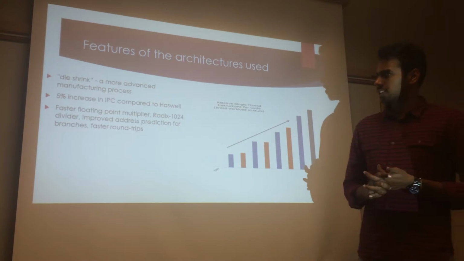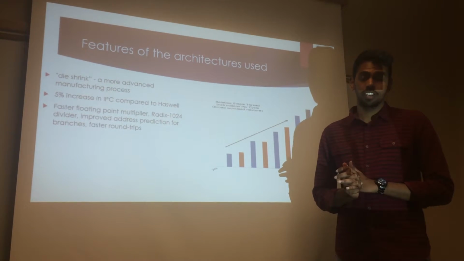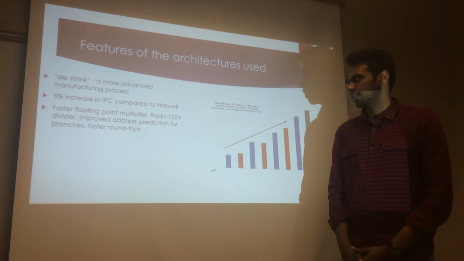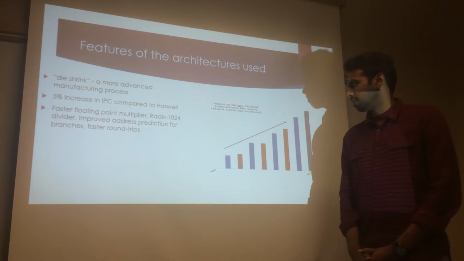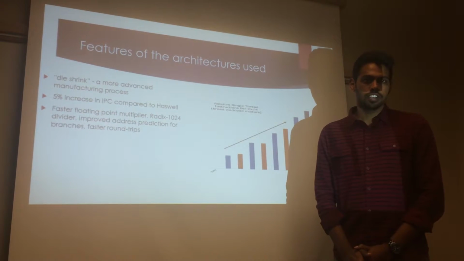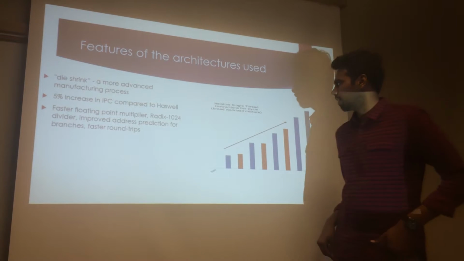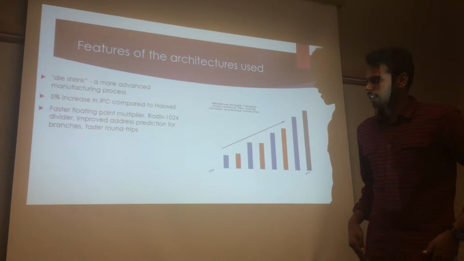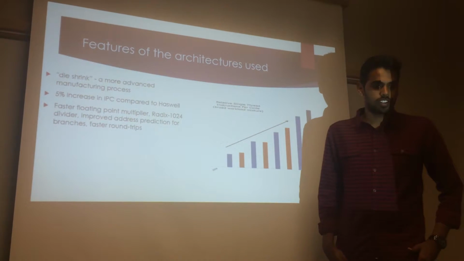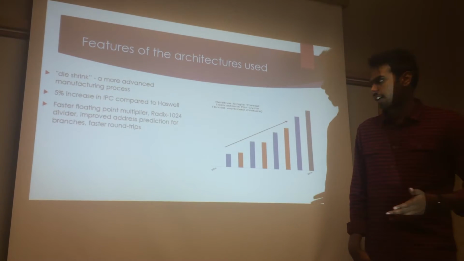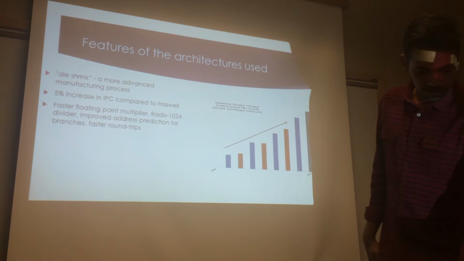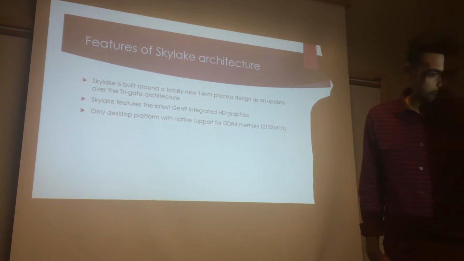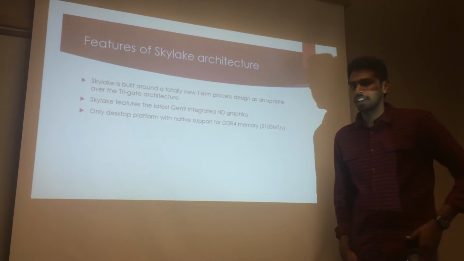Because of this, there is a 5% increase in IPC, that's instructions per cycle, and there are other additional features. You can see from the graph that over a span of 10 years, the number of instructions that are executed in a second has increased. So now let us consider the features of the Skylake.